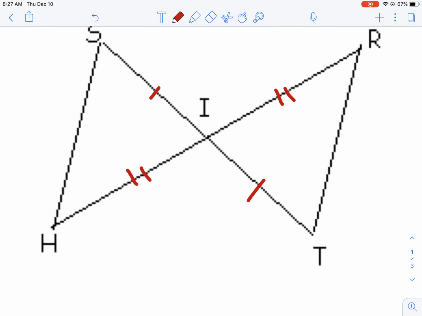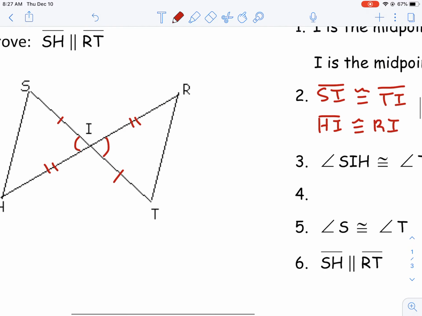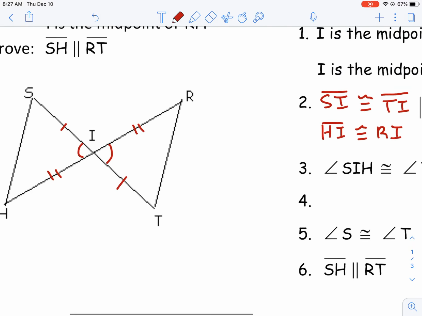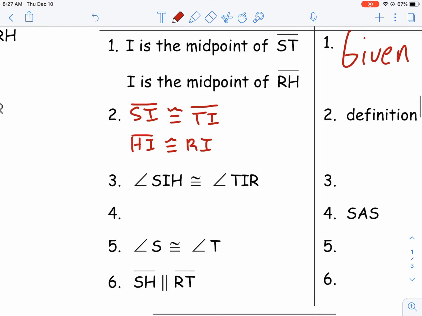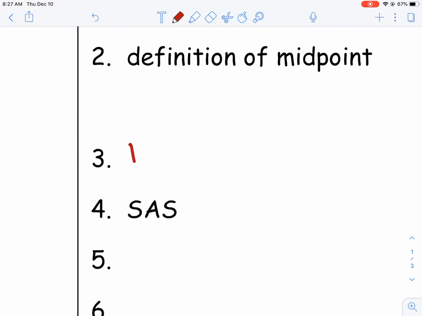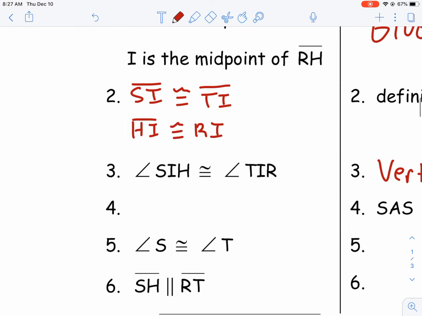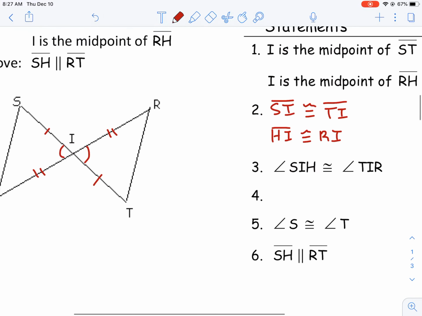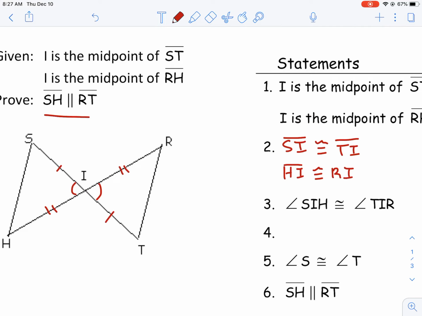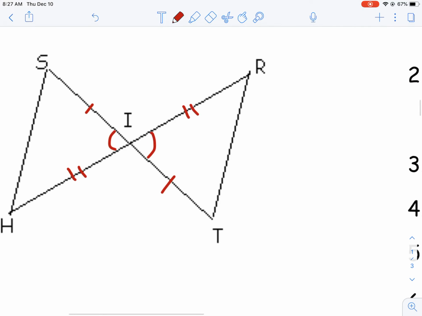Now, what else do we know? Well, we've got those two angles right there, right? And I think that's given for us. Yeah, SIH is congruent to TIR, and that would be vertical angles. Okay? And now we can say the triangles are congruent. Now, we're not given the triangle statement up here, right? So you're going to have to do that on your own.